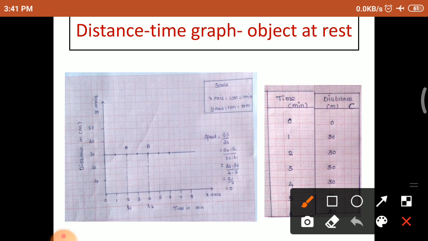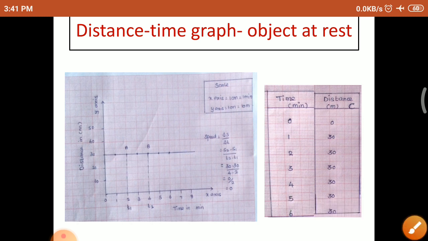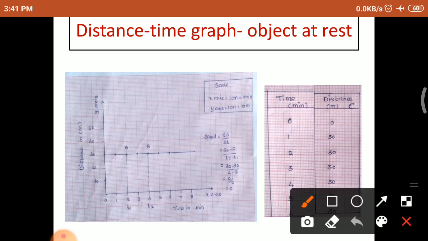So first reading, time 0, the value of distance is 30, not 0. So here I marked. Time 1 minute, the value of distance is 30. In 2 minutes also 30, 3 minutes also 30, 4 minutes also 30, 5 minutes also 30, 6 minutes also 30. So I marked the points, then I joined the line. So this graph shows that the object is at rest.